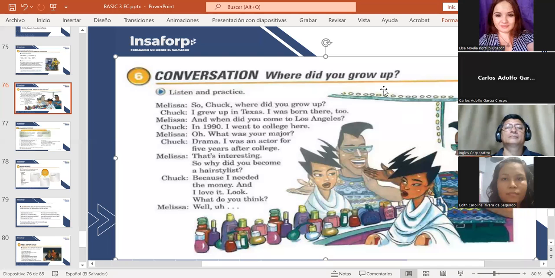So, Chuck, where did you grow up? I grew up in Texas. I was born there too. And when did you come to Los Angeles? In 1990. I went to college here. Oh, what was your major? Drama. I was an actor for 5 years after college. That's interesting. So why did you become a hairstylist? Because I needed the money and I love it. Look, what do you think?